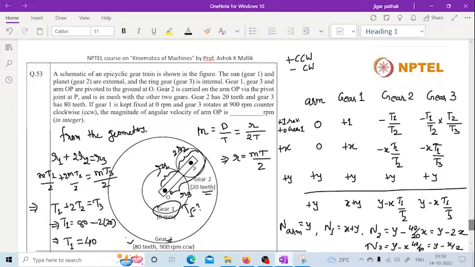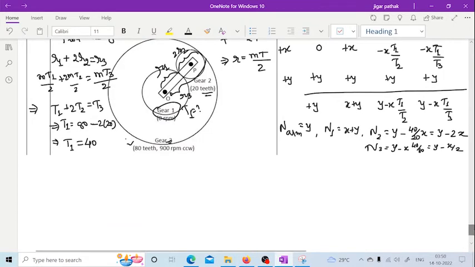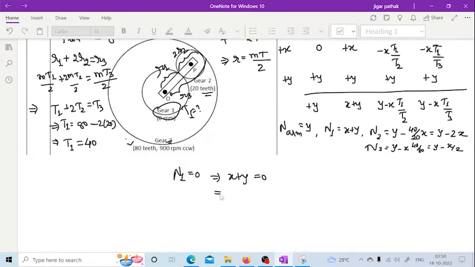Now what we need to calculate is y. Let us use the given data. N1 is given as 0. It means x plus y will be 0, so x can be considered as minus y. So from N1 equal to 0, you have x equal to minus y.